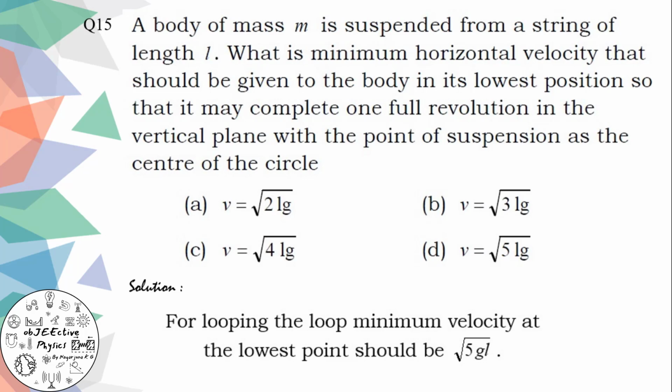While the body is rotating in a vertical circle, we have critical velocities at the lowest point of the vertical circle as well as at the highest point of the vertical circle. At the lowest point, minimum velocity to reach the highest point is square root of 5gL. At the highest point, it is square root of gL.